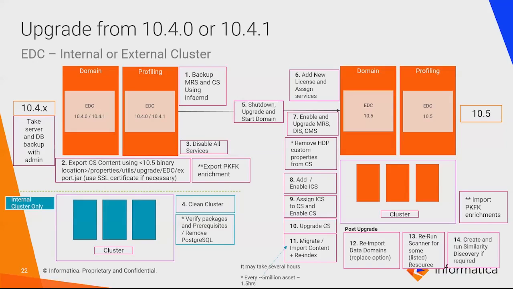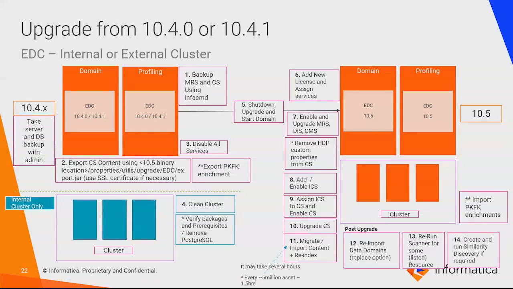the 10.5 installer. You will add your new license key. So after you upgrade, you will add the new 10.5 license key. You will need to reassign that license key to your existing services. And you will then be taken through the upgrade process to upgrade your MRS, your DIS, and your CMS. One point to note there is, in case you had any specific HTTP custom properties defined in 10.4, you might want to remove these in 10.5, as they will no longer be valid.